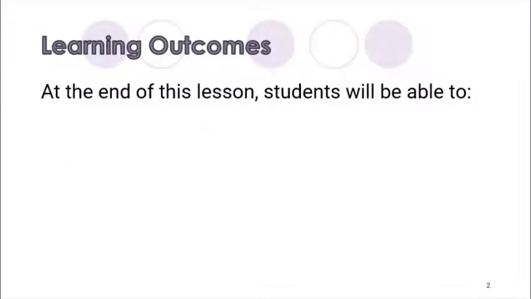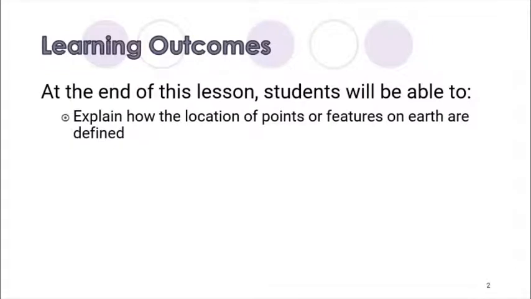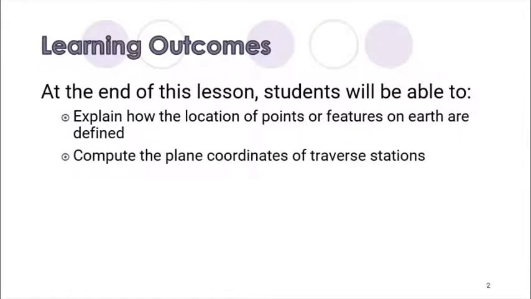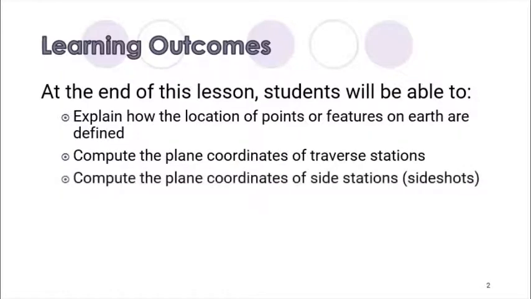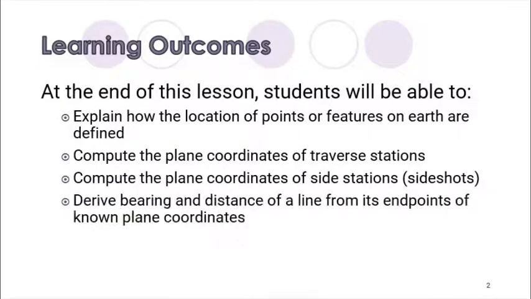For our learning outcomes, we have: explain how the location of points or features on Earth are defined, compute the plane coordinates of traverse stations, compute the plane coordinates of side stations or side shots, derive bearing and distance of a line from its endpoints of known plane coordinates.